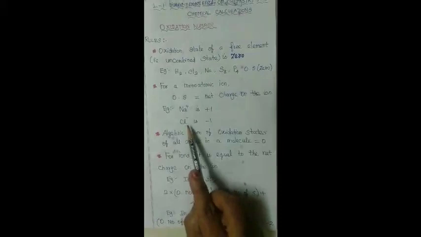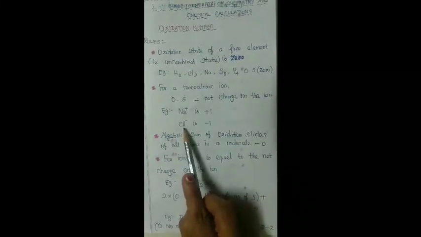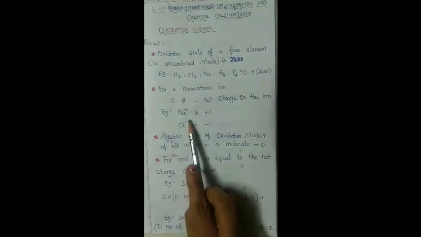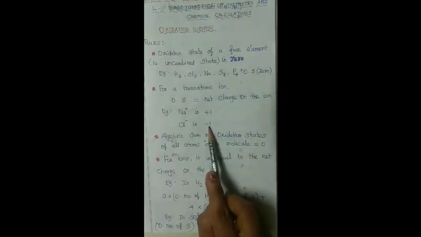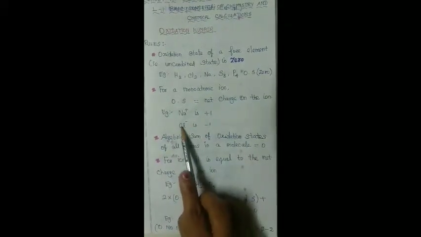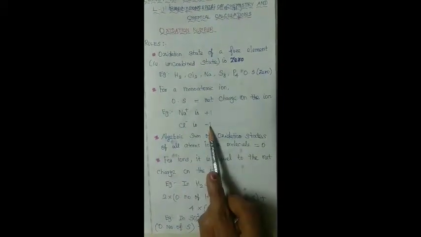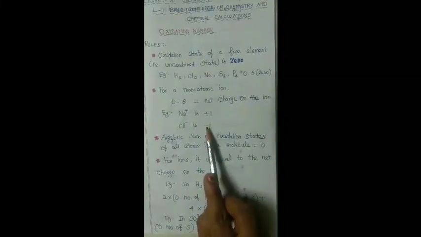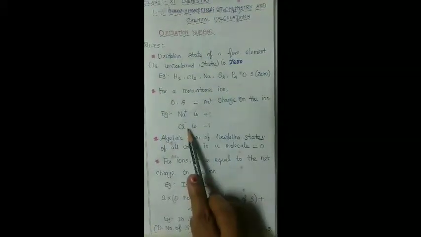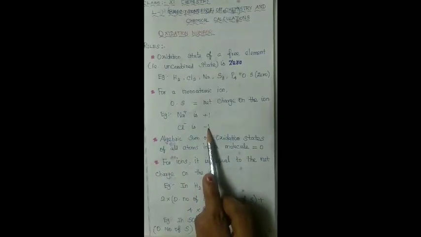So I am giving another example, chloride. For Cl minus, oxidation state of Cl minus is minus 1, because the charge on the ion is minus 1. So the oxidation state is equal to the net charge on the ion. So oxidation state of chloride is minus 1.